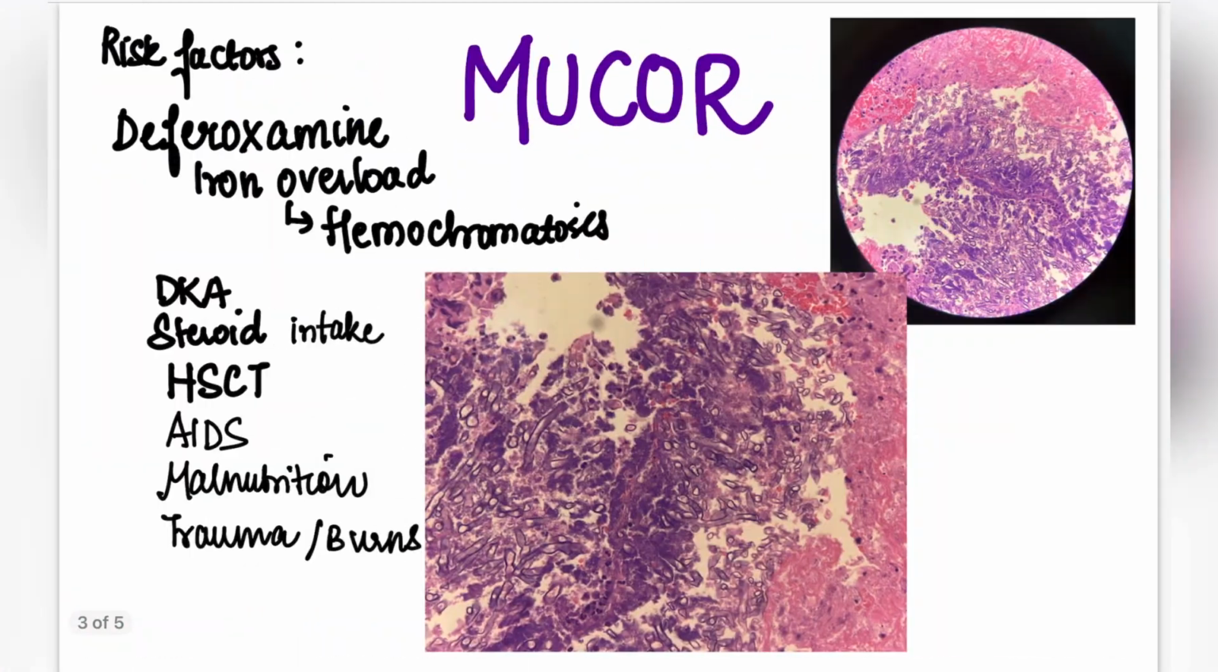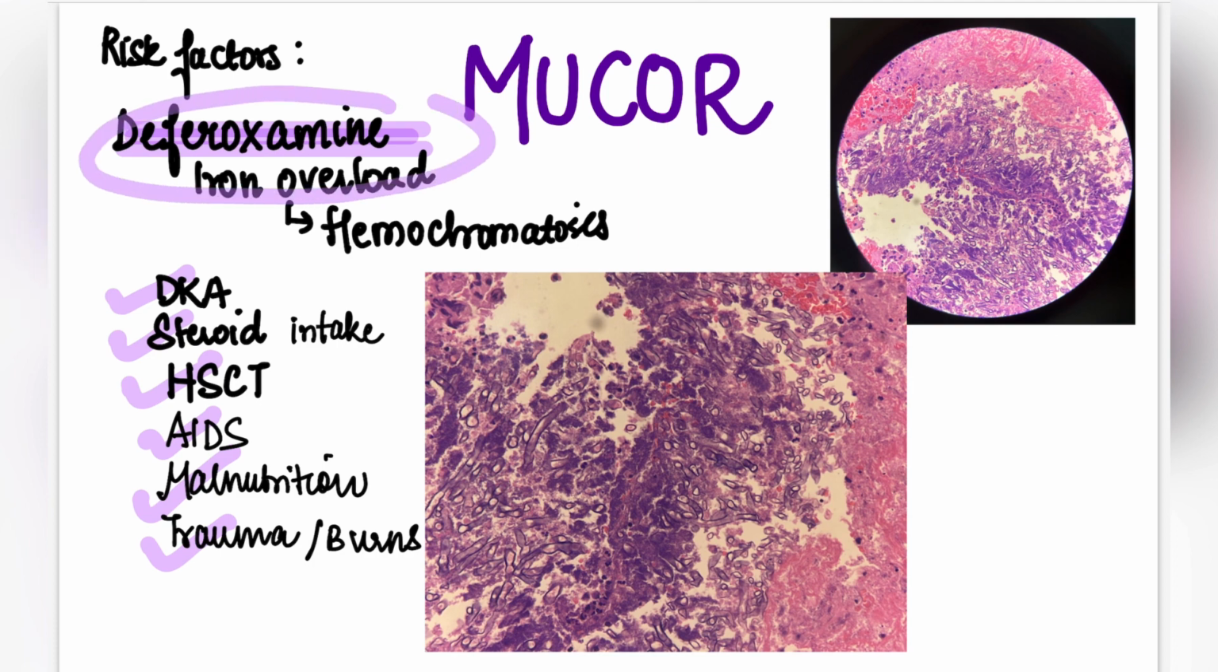So going to the next, what are the risk factors? One of the risk factors that you have to remember is desferoxamine. In iron overload conditions like hemochromatosis, the patient is susceptible to get mucor infection. Also in diabetic ketoacidosis, steroid intake, hematopoietic stem cell transplantation, AIDS, malnutrition, and in cases of trauma or burns. One drug that you have to remember is desferoxamine, which causes iron overload, and also we can see it in hemochromatosis.